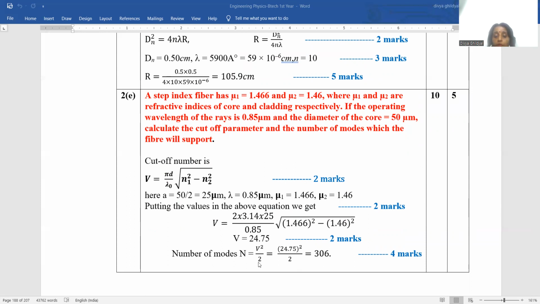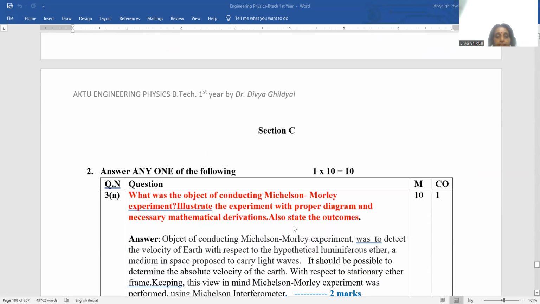For number of modes, V square upon 2. I will fetch another 4 marks. So this gives me 10 marks for this numerical. Next, what was the object of conducting? This is section C. Here, I have to answer any one of the following.